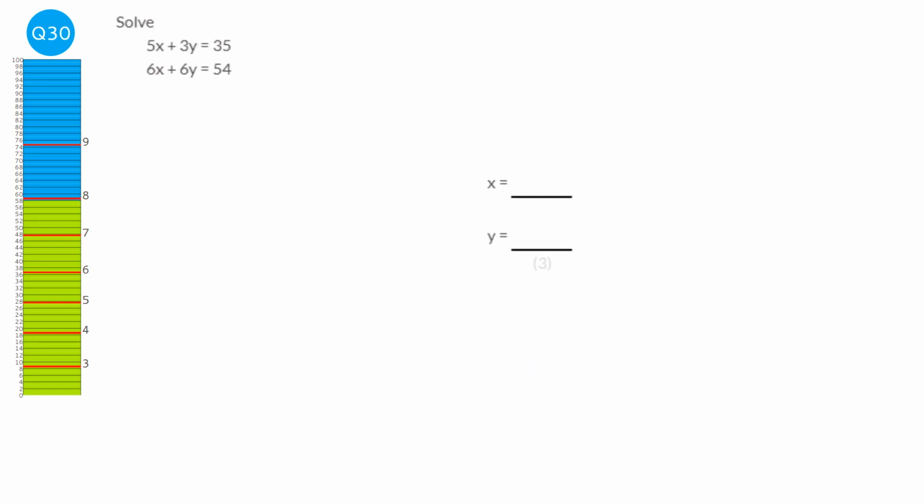So the first thing we notice is the coefficients of the x's and the coefficients of the y's are different, but if we look at the y's, they are very similar. So we've got 3y and we've got 6y. So all we need to do is times everything in the top equation by 2, and then they'll be matching. So we're going to write out the first equation again, and what we're going to do is multiply everything in it by 2.